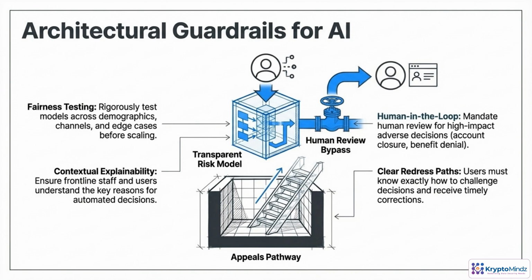Architectural guardrails turn "trust us, it works" into concrete obligations. First, fairness testing. Deliberately probe the model across demographics, channels, and edge cases, and fix issues before scale. Second, contextual explainability. People affected should grasp the main reasons behind a decision. Third, strong human-in-the-loop rules for high-impact outcomes. And finally, clear appeals pathways, so users can contest decisions and actually get them reversed when the system is wrong.